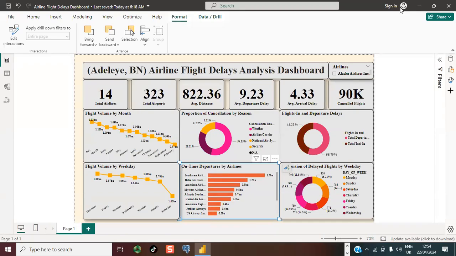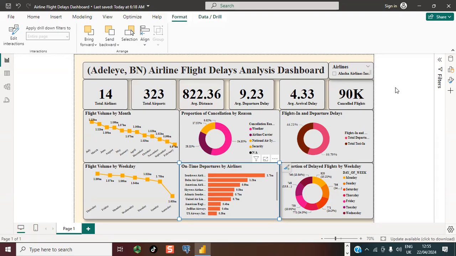Good day, everyone. To wrap up my data analysis training with Quantum Analytics, I had to undertake 13 projects. So here is project 1, where I analyzed airline flight delays using Power BI.